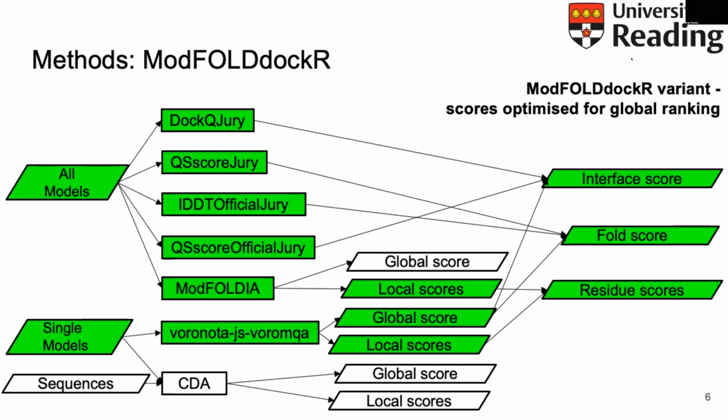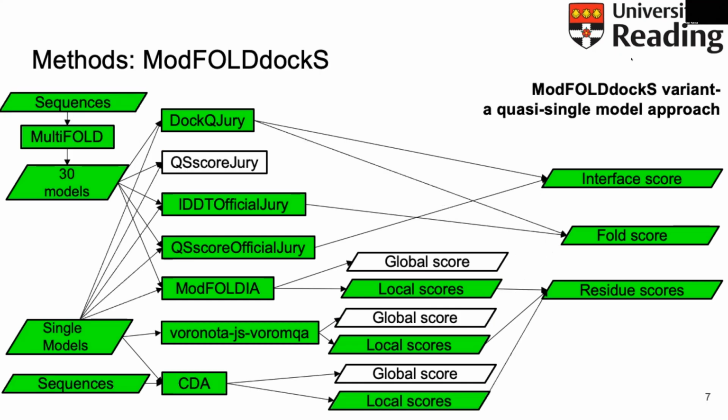The interface score and the fold scores use the same components as the ModFOLDdock variants, but use different components to the ModFOLDdock variant. But we've also got the Vora MQA score as well, which contributes to the residue scores as well as to the global score there. So there's a slight difference in the component methods. And next we've got the flowchart for the ModFOLDdock S variant.